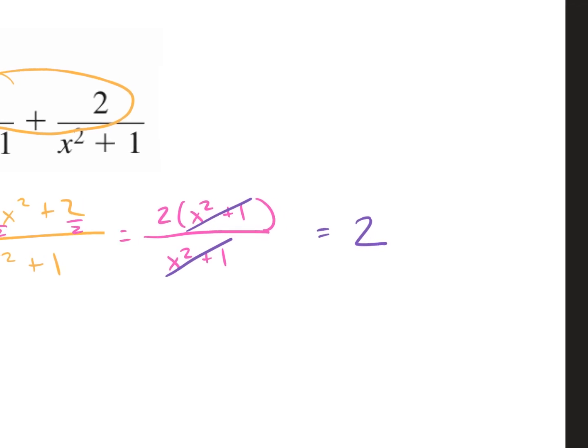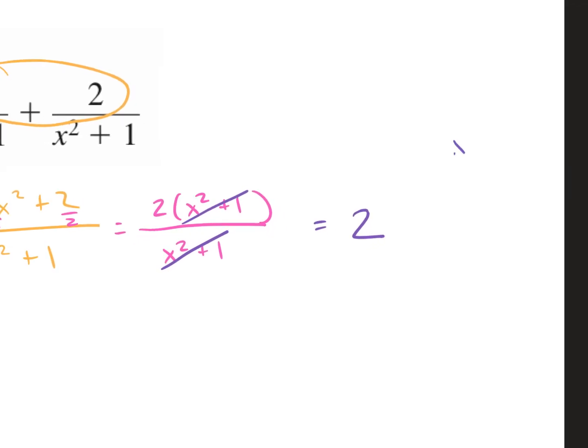What happens if I cancel them both out? I got to say x squared plus 1 does not equal 0. Whatever we crossed out, you got to set it not equal to 0. So we would solve here. Subtract 1 on both sides. X squared does not equal negative 1. What do I do next? Square root both sides.